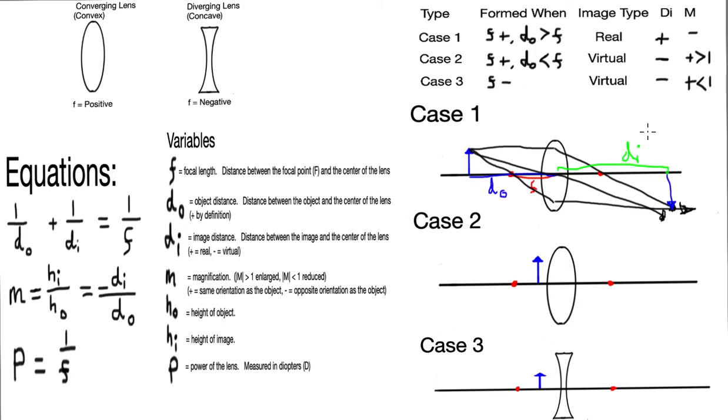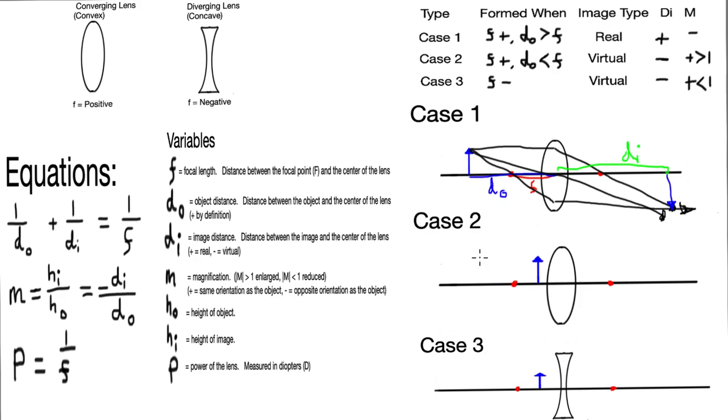So some important things to know about this case. The image distance is positive, which means that the image type is real. And also the magnification of the image is negative. So that means, if you remember, a negative magnification equals opposite orientation as the object. So that's why the arrow is down here and it looks opposite of the object.